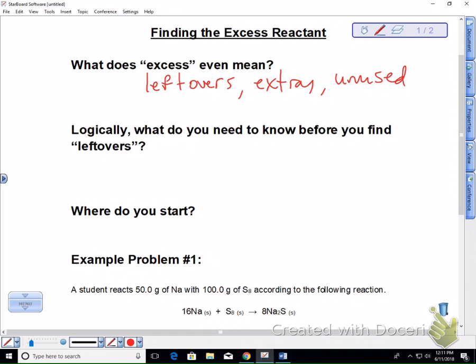Logically, what do you need to know before you find leftovers? If I make 12 hamburgers, what do you need to know to figure out what the leftovers are? Well, you have to know what's used. You can't figure out what's extra until you know what you need or what you consume. When we do the math, where do we start? As I mentioned before in previous videos, we always start with the limiting, because the limiting always determines what you make and how much of the other reactants that you're going to need.